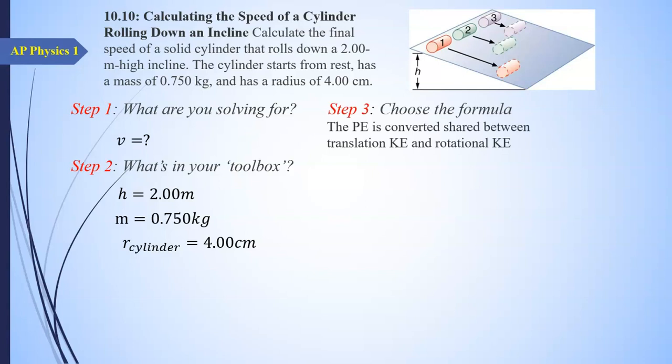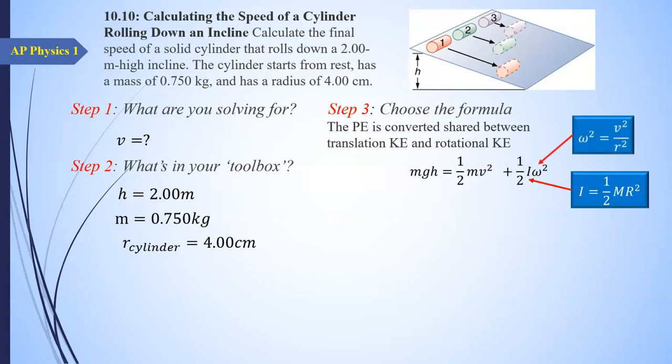shared between translational KE and rotational KE. So there's the formula we saw in the previous slide. The moment of inertia for a cylinder is 1/2 mr squared. That's from your rotational inertia sheet table, and the angular velocity squared is v squared over r squared. That's just the standard formula for angular velocity, v over r, but it's being squared. So now we're going to write that formula out with those two substitutions.